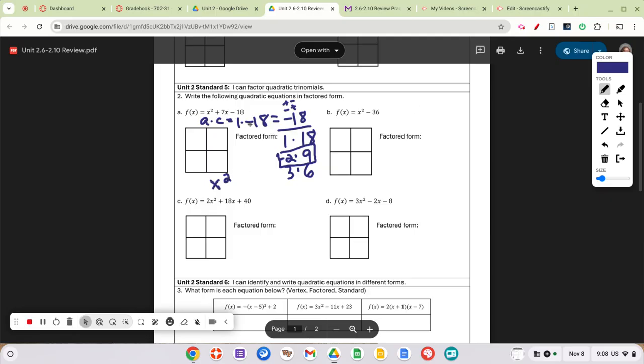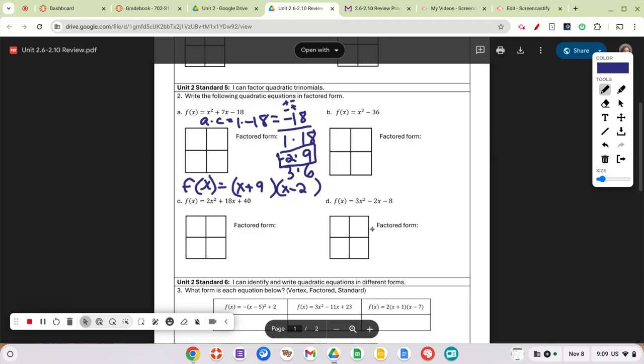Actually, when a is 1, once you get to this point, you can simply put your parentheses down. So f of x is equal to, and then parentheses. This only works when a is 1, but you simply write x and x, and then you take each of these and put them in. Positive 9, negative 2, like that. And this will end up being this, and so this is done now.